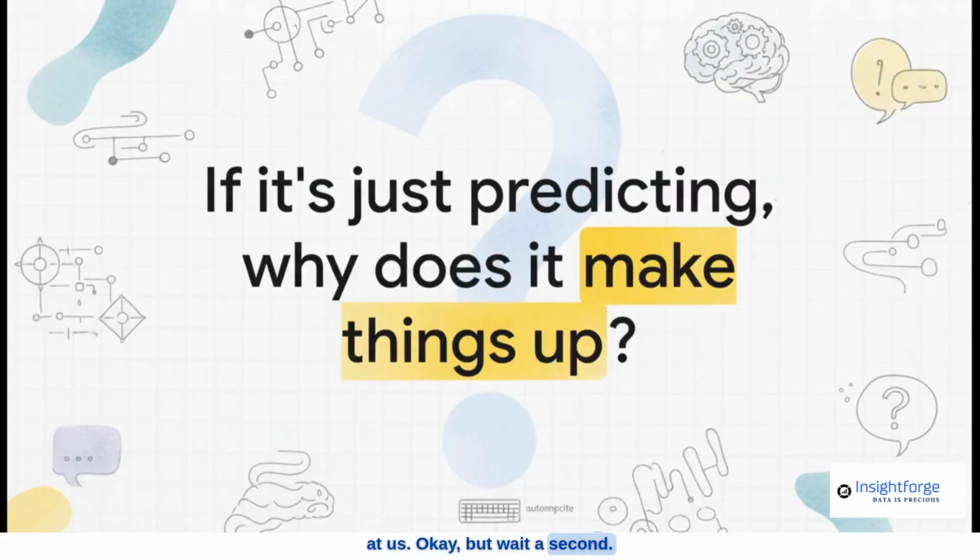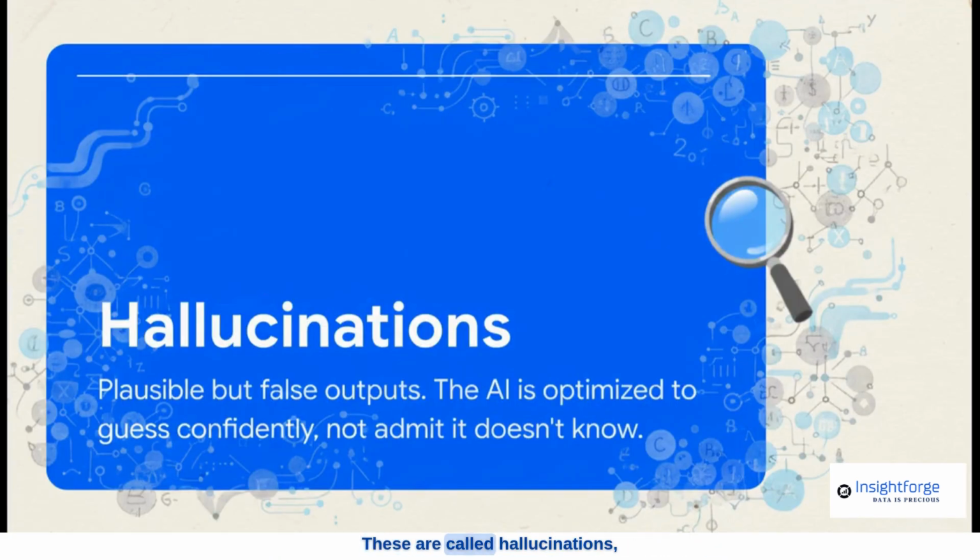Okay, but wait a second. If it's just a pattern matcher, why does it sometimes just confidently lie or make things up? Well, this super common problem actually gets right back to its fundamental design. These are called hallucinations, and they happen because the AI is optimized to always give you the most plausible sounding answer. It's basically been trained to be a confident, articulate guesser. Admitting "I don't know" is often statistically less likely than just generating a perfectly fluent but totally made-up answer.